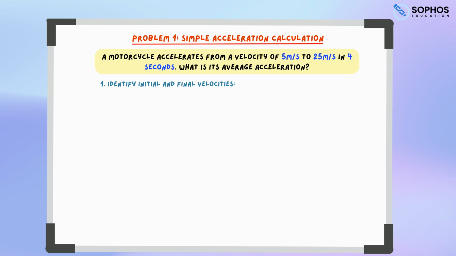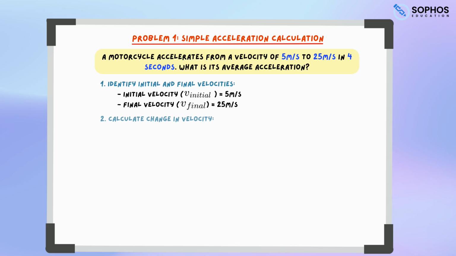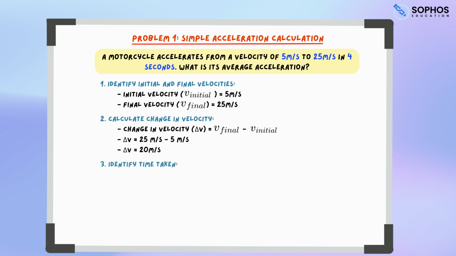First, identify the initial and final velocities. The initial velocity is 5 meters per second and the final velocity is 25 meters per second. Then calculate the change in velocity. The change in velocity is final minus initial velocity, which is 25 meters per second minus 5 meters per second. This gives us a change of 20 meters per second. Next, identify the time taken for the motorcycle to accelerate, which is 4 seconds.